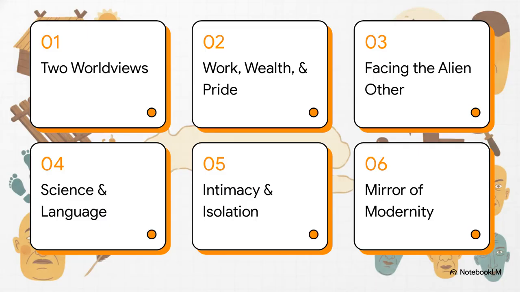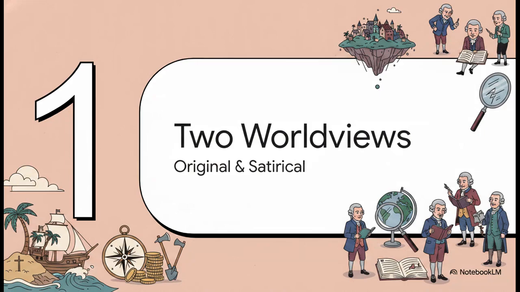Okay, so here's our roadmap for today. 1. Two travelers, two worldviews. 2. Work, wealth, and pride. 3. Facing the alien other. 4. Science, language, and irony. 5. Intimacy, sex, and isolation. And finally, 6. The mirror of modernity. Let's jump right into Section 1.